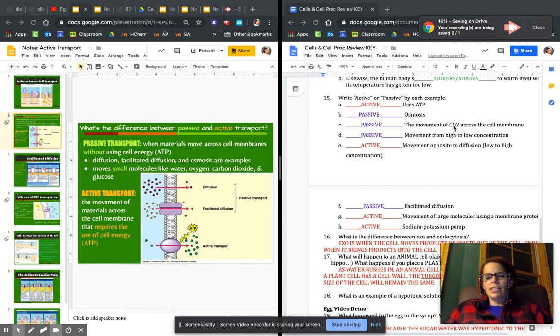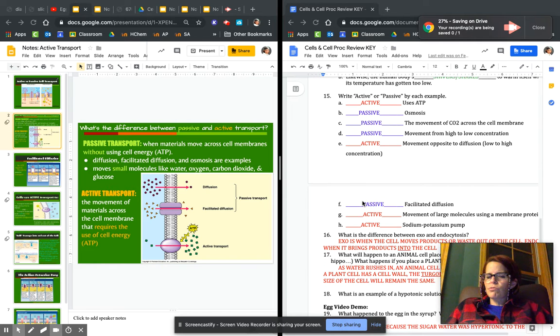It can pass across that semi-permeable membrane, doesn't require ATP, so that would be like this example over here. Movement from high to low concentration. Also, high concentration on the left, low concentration on the right. That's an example of diffusion. It's passive transport. However, movement opposite to diffusion, from low concentration on the left to high concentration on the right, in order to go the wrong direction, the cell has to use its energy. It has to push those molecules to the other side. We call that active transport.